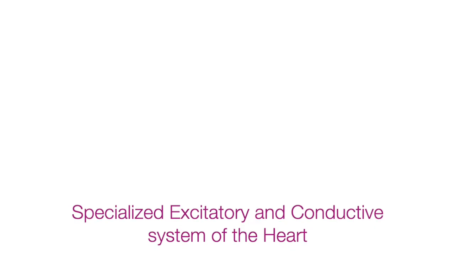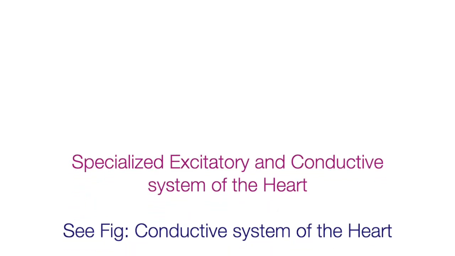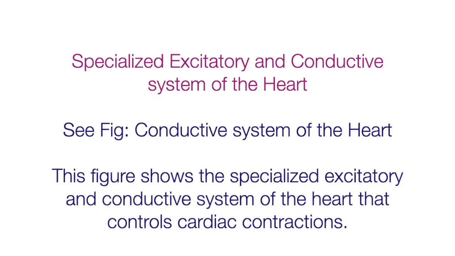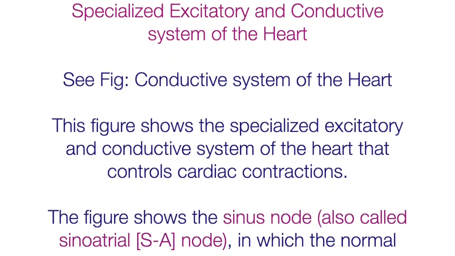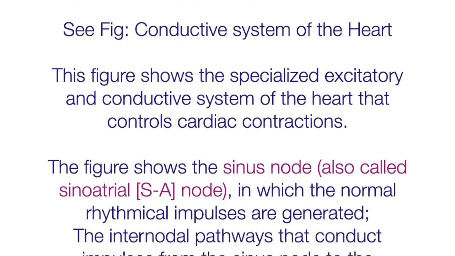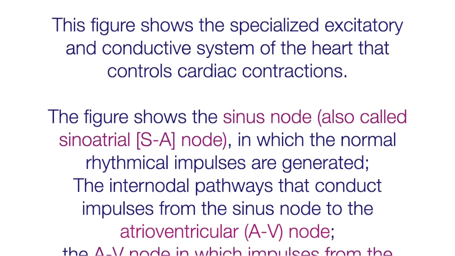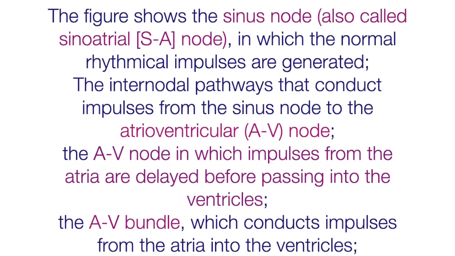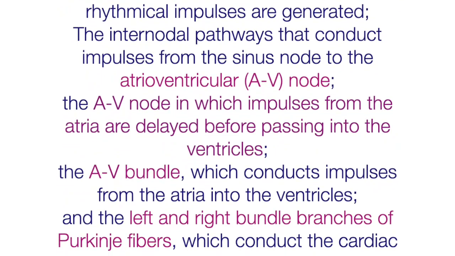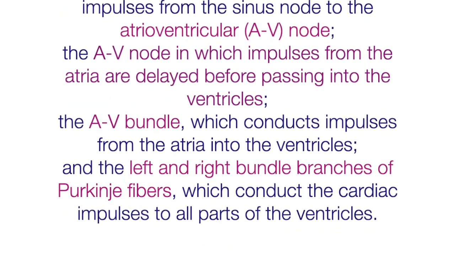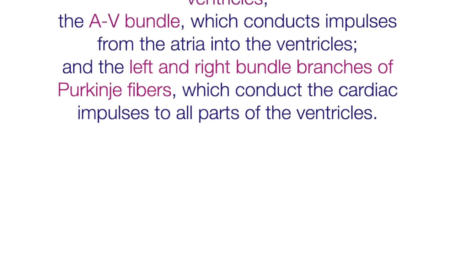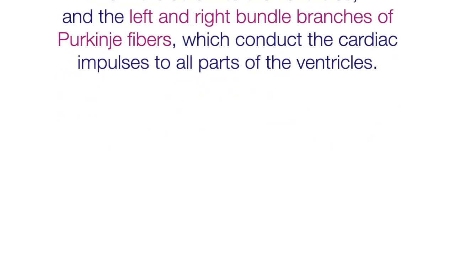This figure shows the specialized excitatory and conductive system of the heart that controls cardiac contractions. The figure shows the sinus node, also called sinoatrial SA node, in which the normal rhythmical impulses are generated. The internodal pathways conduct impulses from the sinus node to the atrioventricular node, AV node. The AV node, in which impulses from the atria are delayed before passing into the ventricles. The AV bundle, which conducts impulses from the atria into the ventricles, and the left and right bundle branches of Purkinje fibers, which conduct the cardiac impulses to all parts of the ventricles.